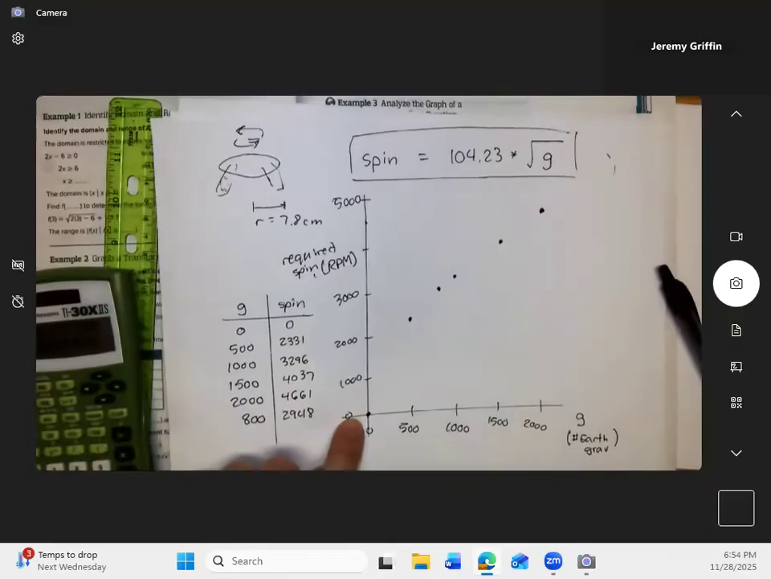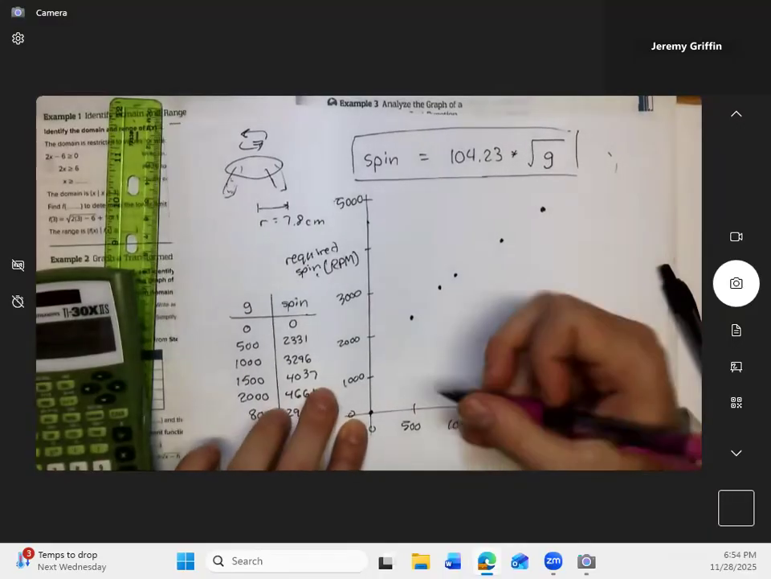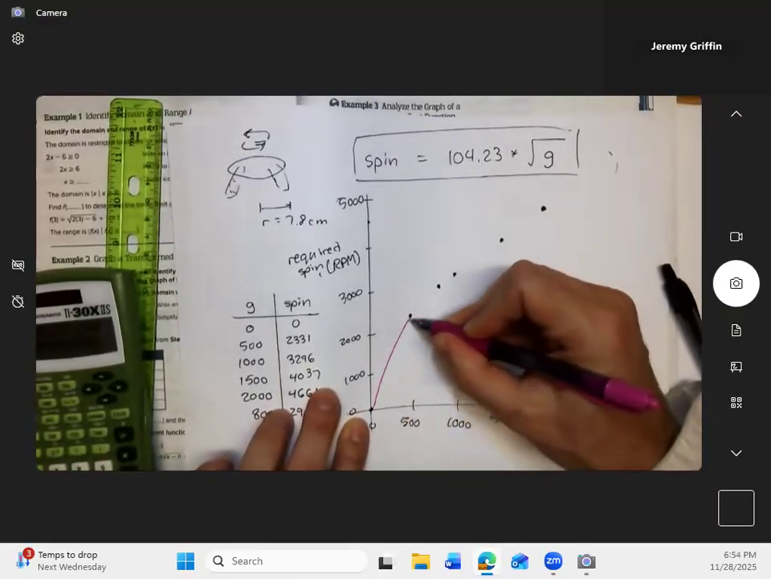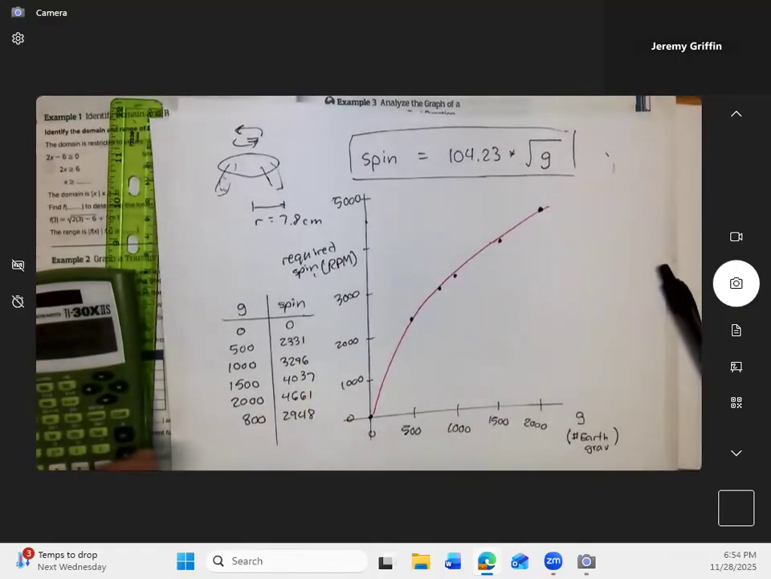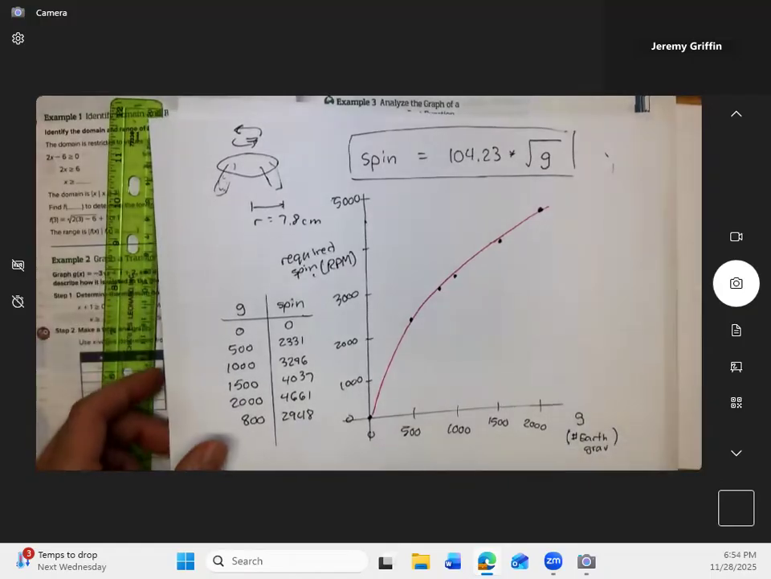Oh yeah, okay, so 0, 0 is the point, and then all these points. Look at that. If I connect these points, it pretty well looks like some version of a square root, which it should, because the parent function would be a square root. Yeah, that's it. Looks like that.